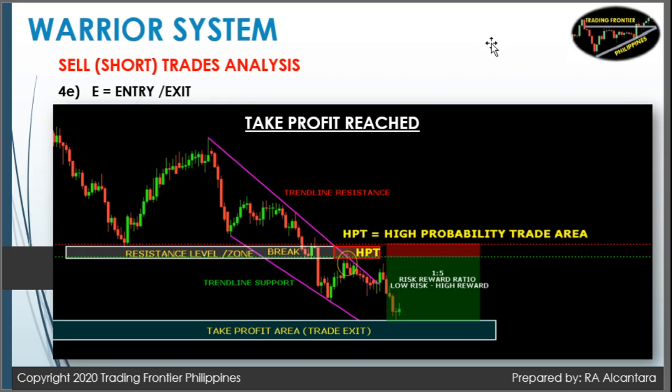So, for this system, I'm giving it for free para na rin makatulong dun sa mga zero knowledge talaga at sa mga aspiring traders, at mag-improve yung kanilang skill if you are an intermediate or still a beginner level. So, I hope nakakatulong ito sa inyo. So, we now move on to the actual charts para mapakita ko ulit yung sample niyan.